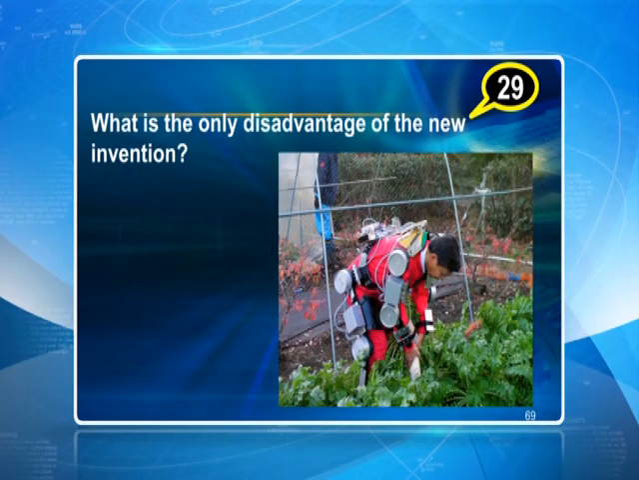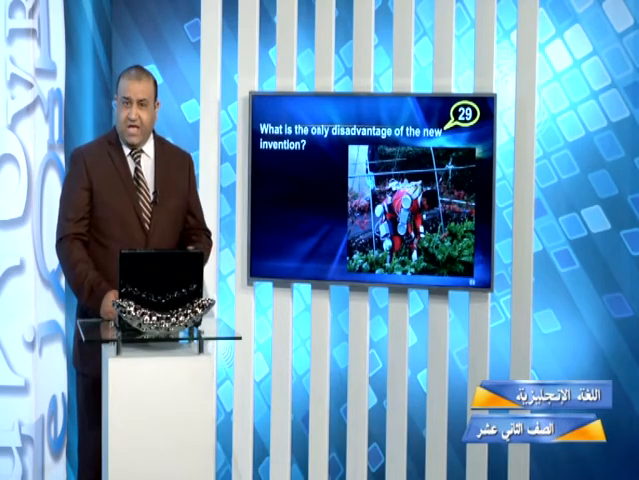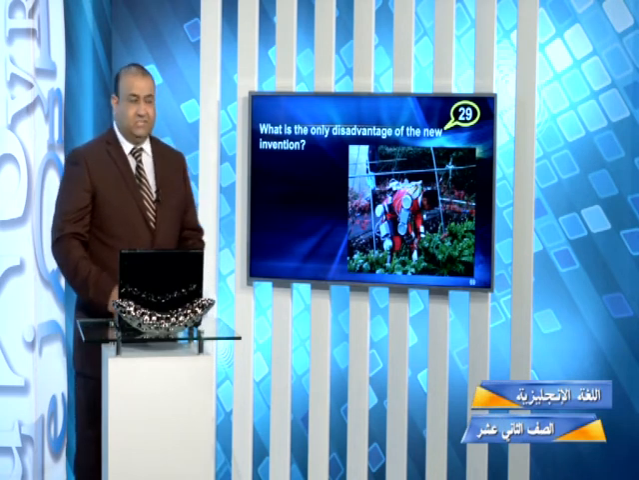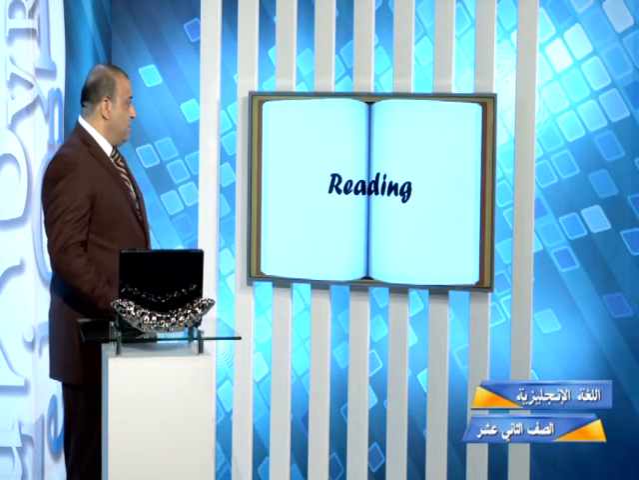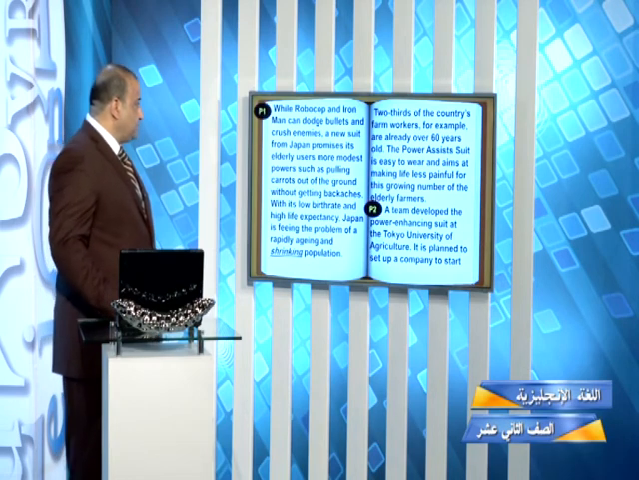The last question is, what is the only disadvantage of the new invention? So the new invention has a lot of advantages, but it has only one disadvantage. So it's clear here from before dealing with the text that we are going to read about an invention, which is invented in a certain place. It has a lot of advantages along with one disadvantage. Let's have a look now at the reading passage.